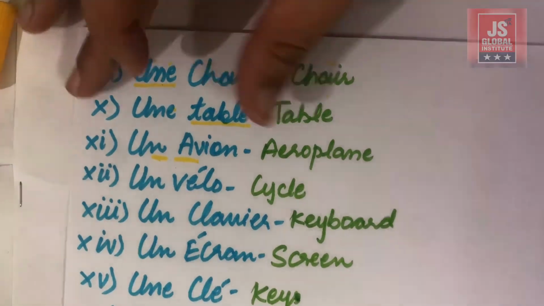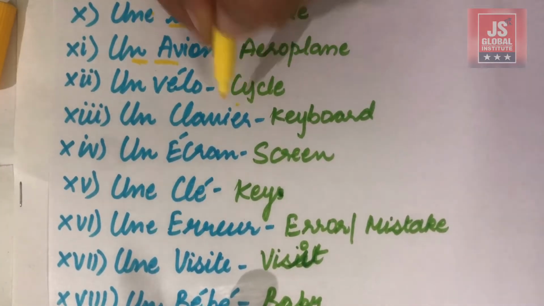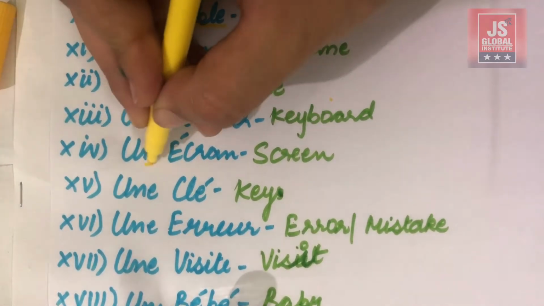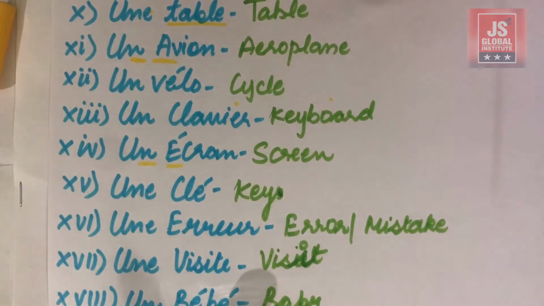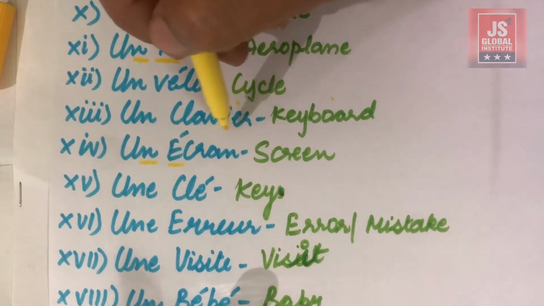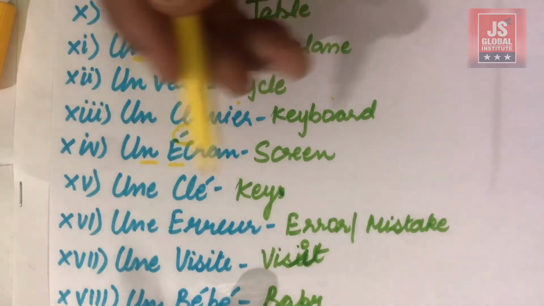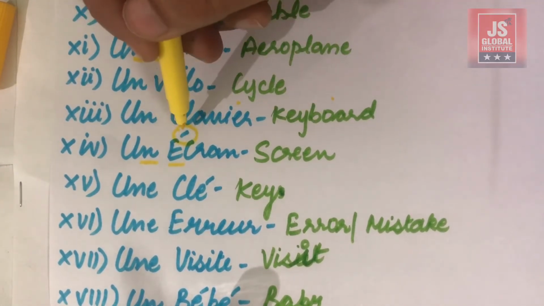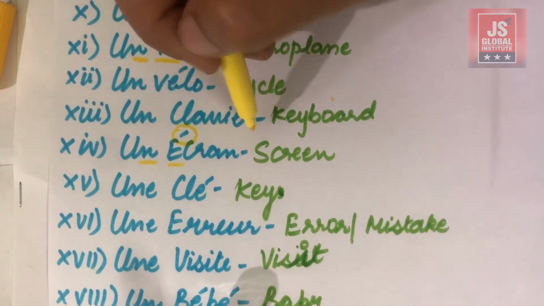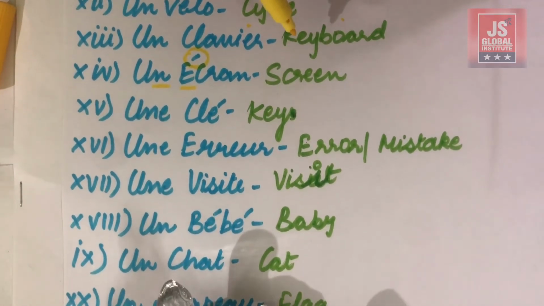Right, moving on, un clavier, that is keyboard. Un écran. So here this N and E are joined together and they produce sound un écran. Alright, so similar is the case. This is accent aigu here, so it brings sound like a, right, and it becomes un écran, that is screen, the screen of your computer or whatever screen you might refer here.